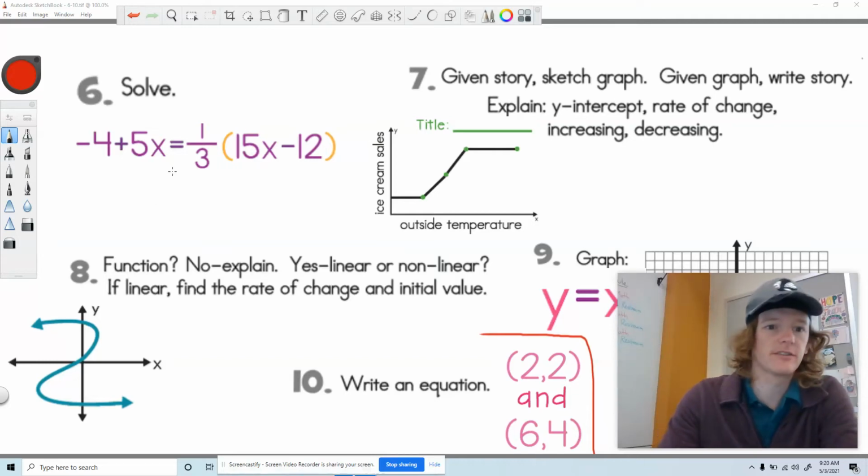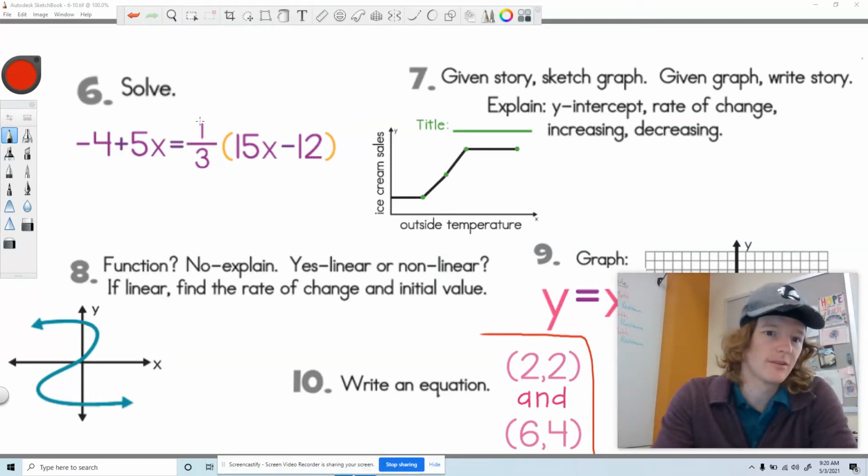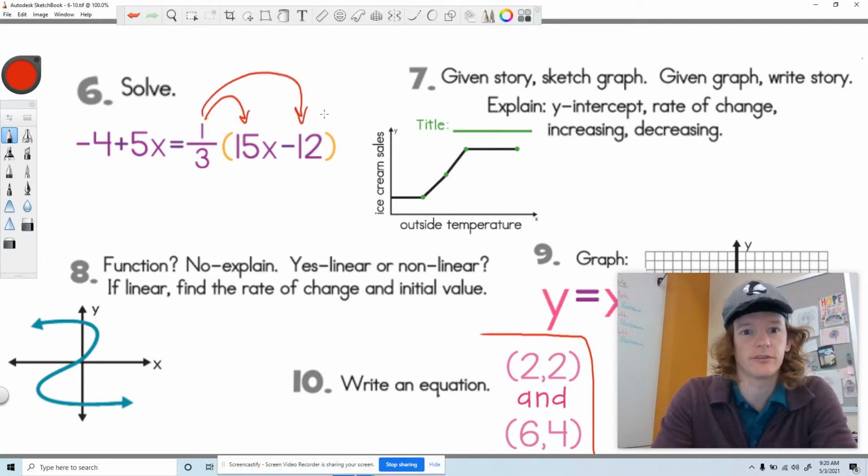Number 6, we need to solve this equation. We need to figure out what x equals. We have distributive property on the right side, and that needs to be the first thing we do. So let's do 1/3 of 15 and 1/3 of -12.